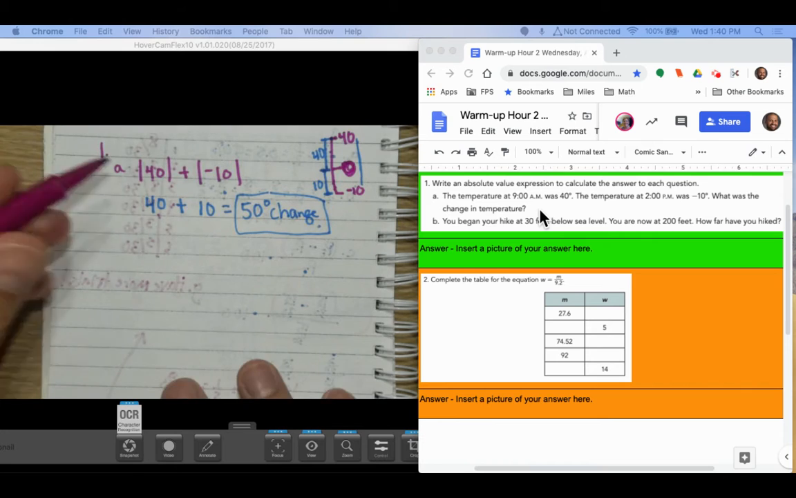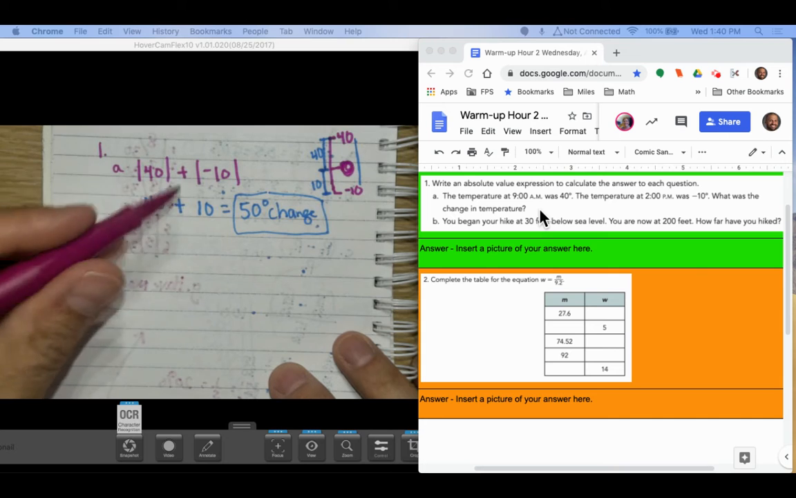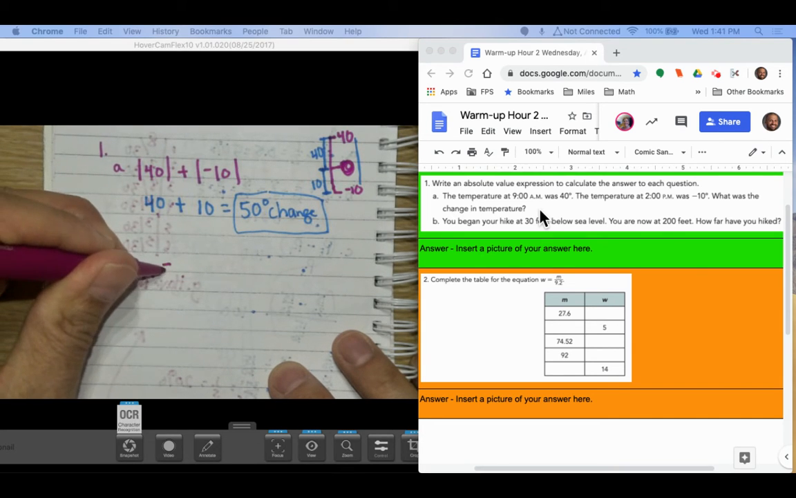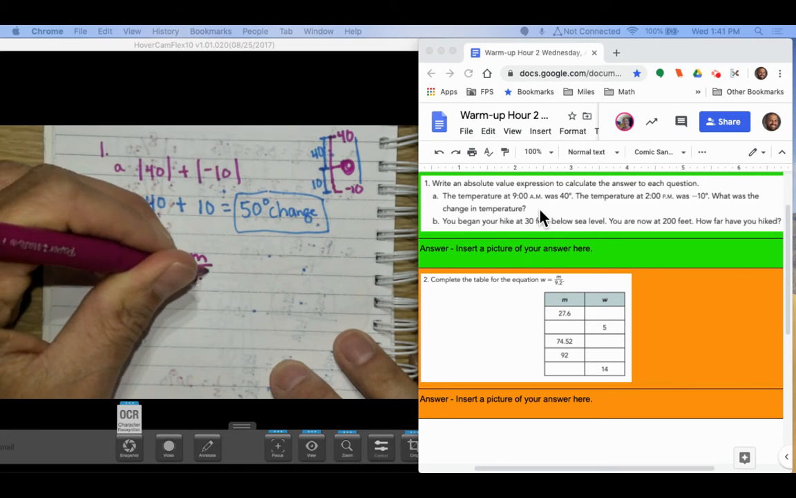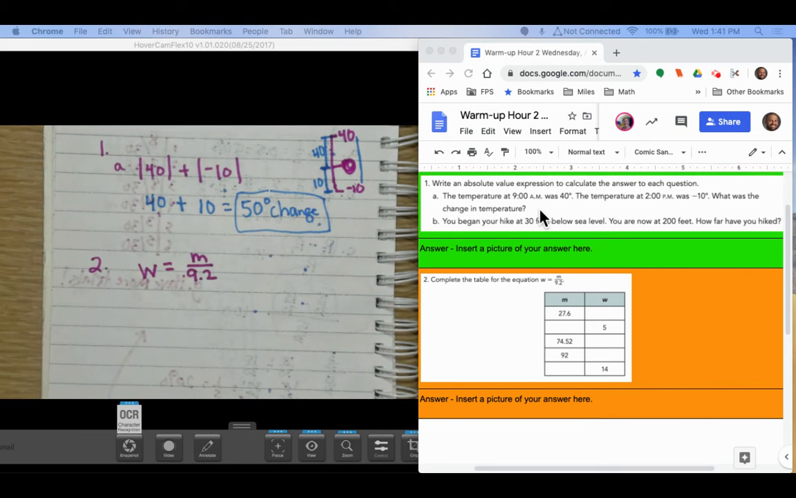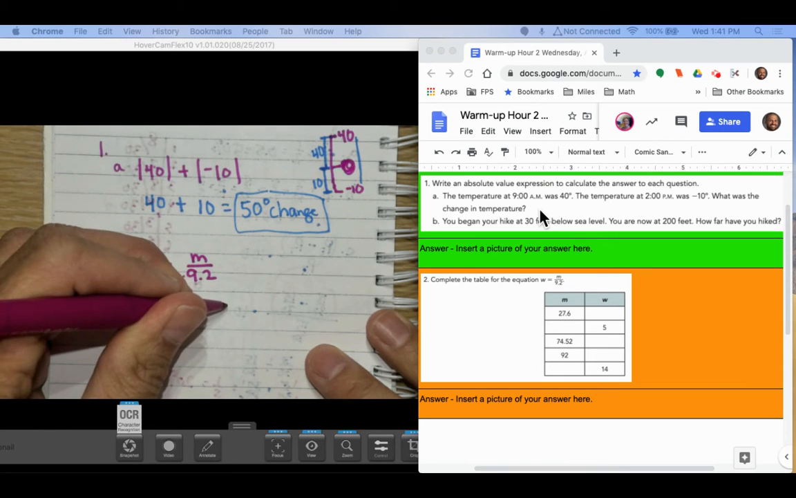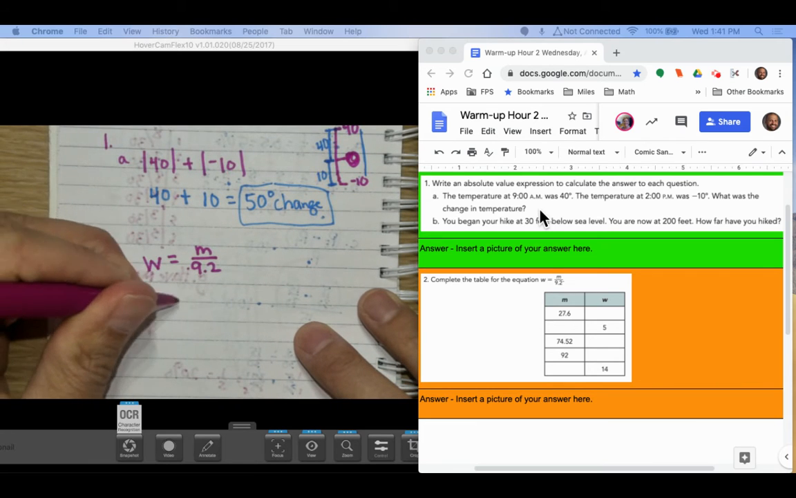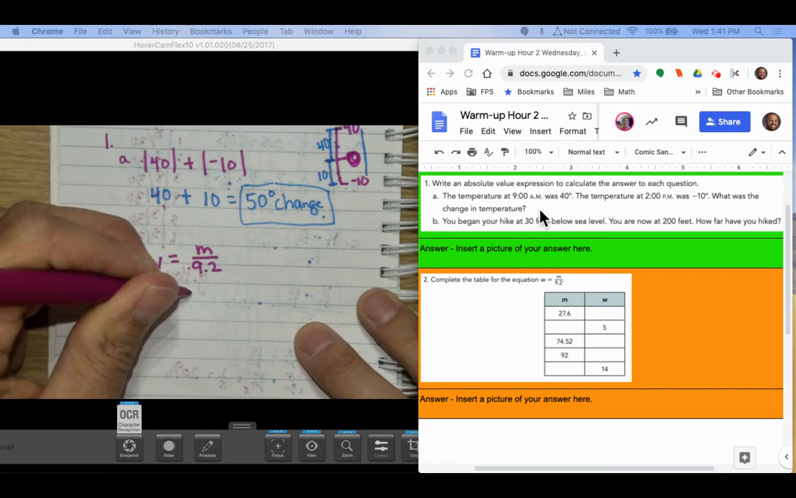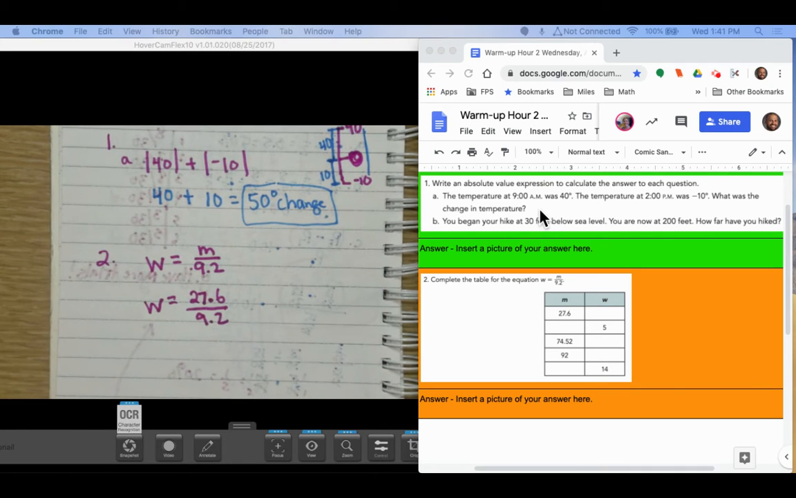The second question is definitely tougher as I look at this. First we're thinking about the equation W equals M divided by 9.2. If I'm looking at my table, the first one they give me is M. They say M is going to be equal to 27.6. And so if I put this in there, it'd be W equals 27.6 divided by 9.2. Okay?